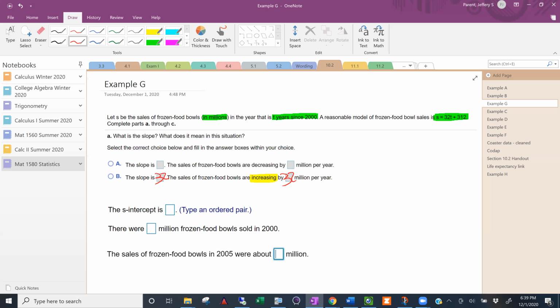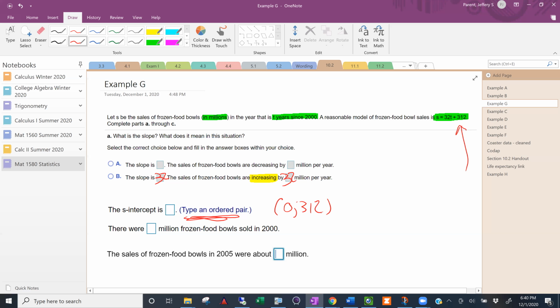The S-intercept is blank. Now, note well that they ask you to type in an ordered pair. But let's just start with what's the S-intercept, or in algebra class it'd be what's the Y-intercept. Any takers? 312. Yeah, 312, right? That's your Y-intercept, or S-intercept in this case. And the correct answer would be 0 and 312.